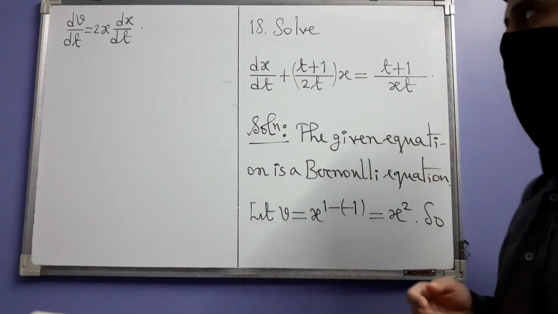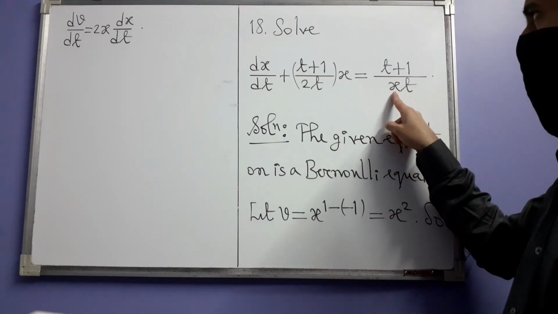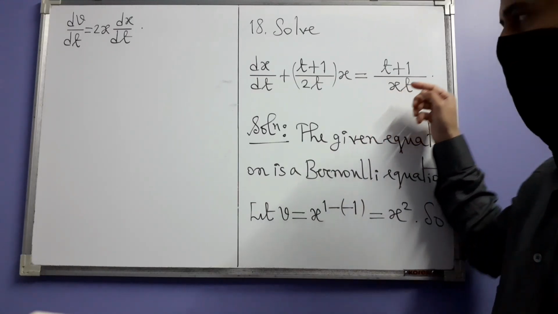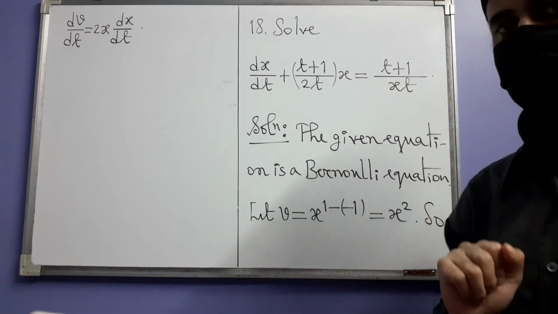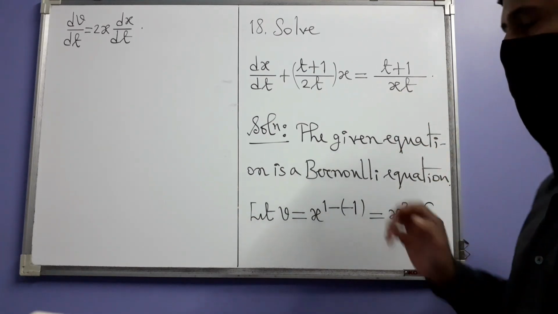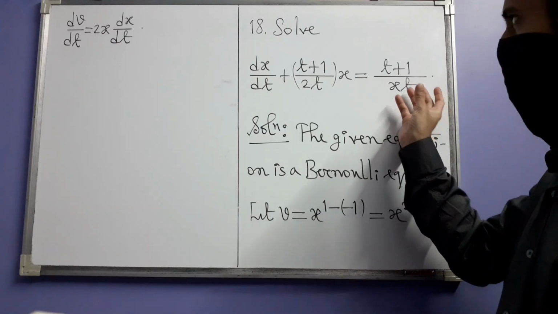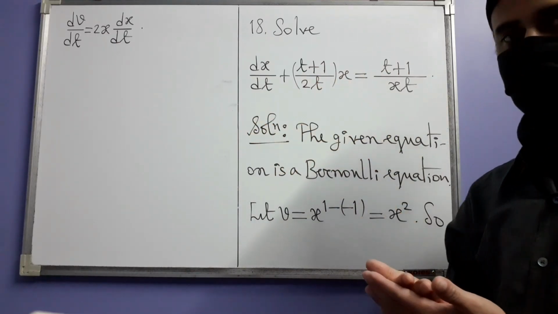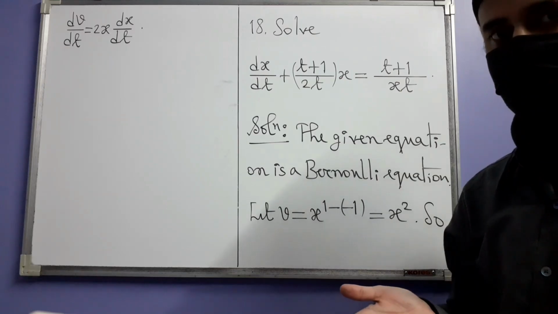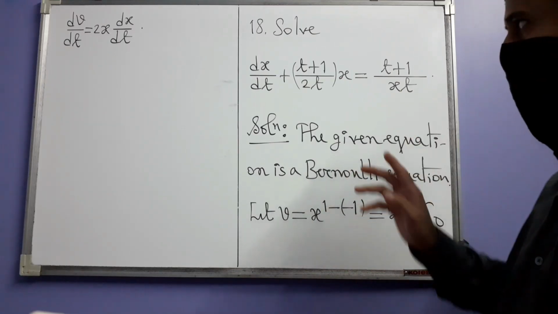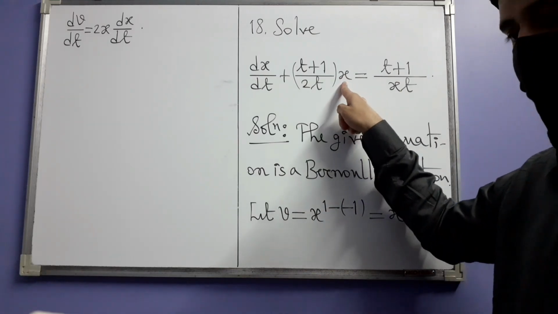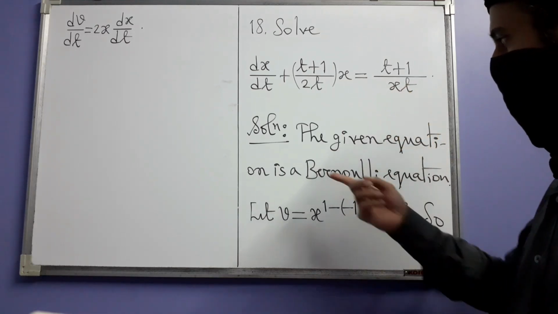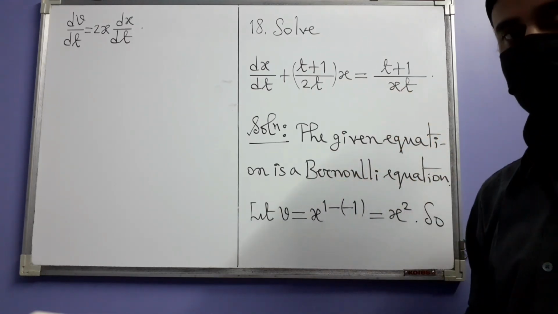What is the reason? The reason is this x. The presence of the dependent variable on the right hand side and that too in the denominator. Okay, so that you cannot bring this term to that side, making it minus and take x common out, so that ultimately it turns into a linear equation. No such possibility, because here x is in the numerator and here x is in the denominator. Instead, it's a Bernoulli equation.